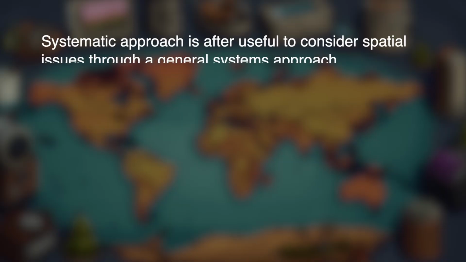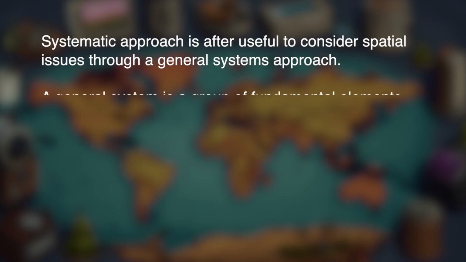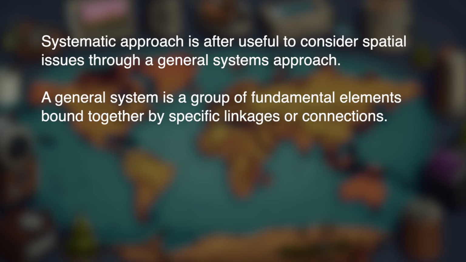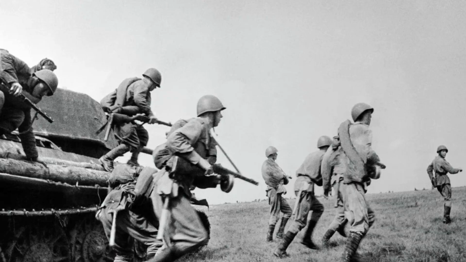The systematic approach is often useful to consider spatial issues through a general systems approach. A general system is a group of fundamental elements bound together by specific linkages or connections. In general, a system consists of a set of entities with specifications of relationships between entities and their environment. In the early period, geographers practiced forms of systems, but the approaches were more philosophical than practical, and the systematic analysis of the systems approach developed after the Second World War.